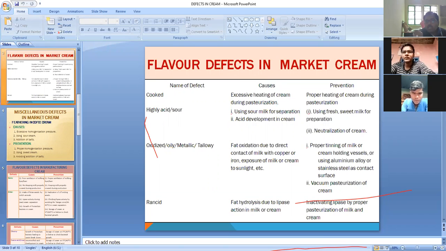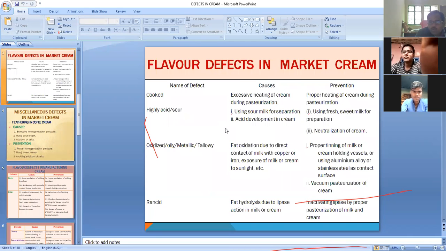Another possibility is that when we pack the cream, if there is a gap, or an open area, or a space for permission of oxygen into the cream, it may also oxidize the fat, which may lead to an oxidized flavor, or metallic flavor, or oily flavor.